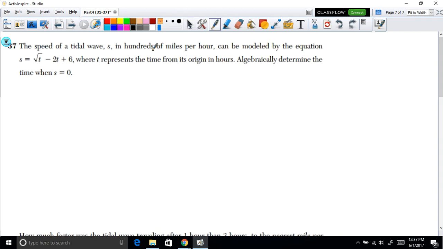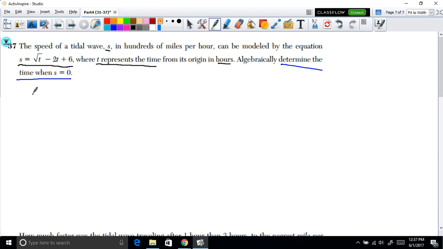It says, the speed of a tidal wave, which we're going to call s, in hundreds of miles per hour, can be modeled by the equation. All right, so we have an equation in here, let's highlight it, where t represents the time from its origin in hours. Now the question here is saying, algebraically, let's determine the time when s is 0. So we have a formula. We know that t represents time. And our job is to see what is the value of t when s is 0.